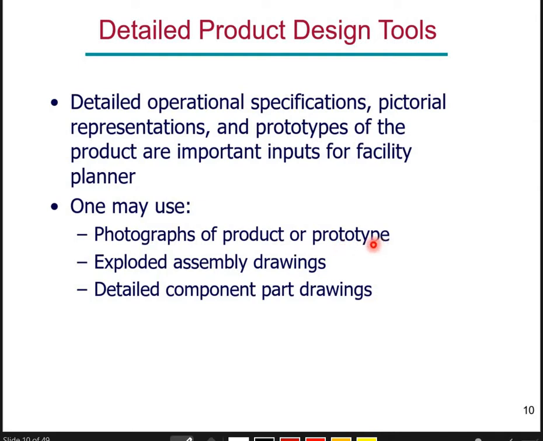As a facilities planner, if you don't know what you are going to produce, the size of the product, is it smaller or larger? Is the manufacturing facility producing very hot metal, or is it producing a plastic part? You need to know this to come up with your facility design. You can use the exploded assembly drawings or detailed component part drawings. I will be showing examples of these.